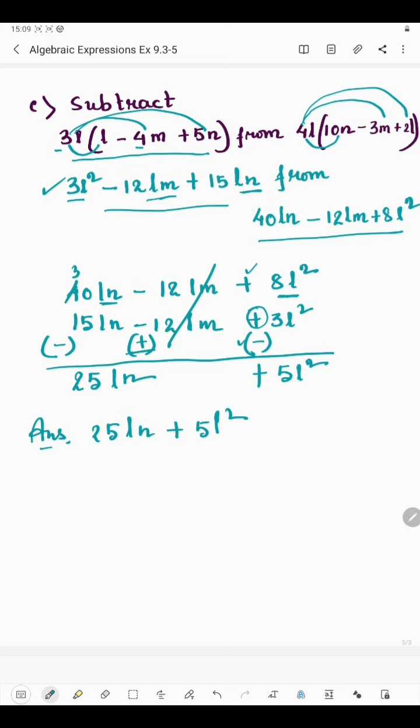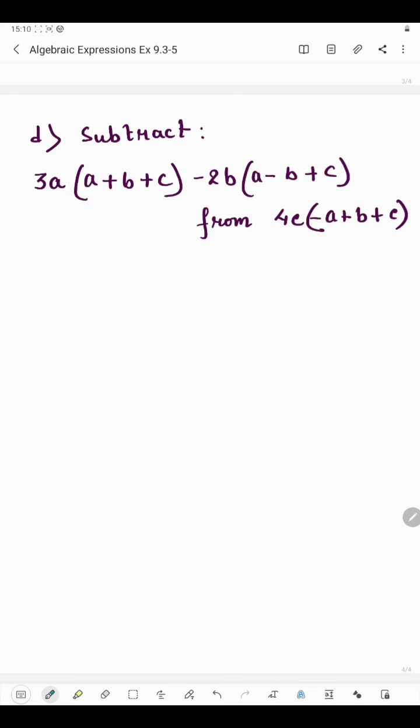Now the last part of this question. In the last part we have to subtract 3a multiplied by a plus b plus c minus 2b multiplied by a minus b plus c from 4c minus a plus b plus c. That means from this expression we have to subtract this expression. Okay, so before subtracting these two expressions, we need to solve this at first.